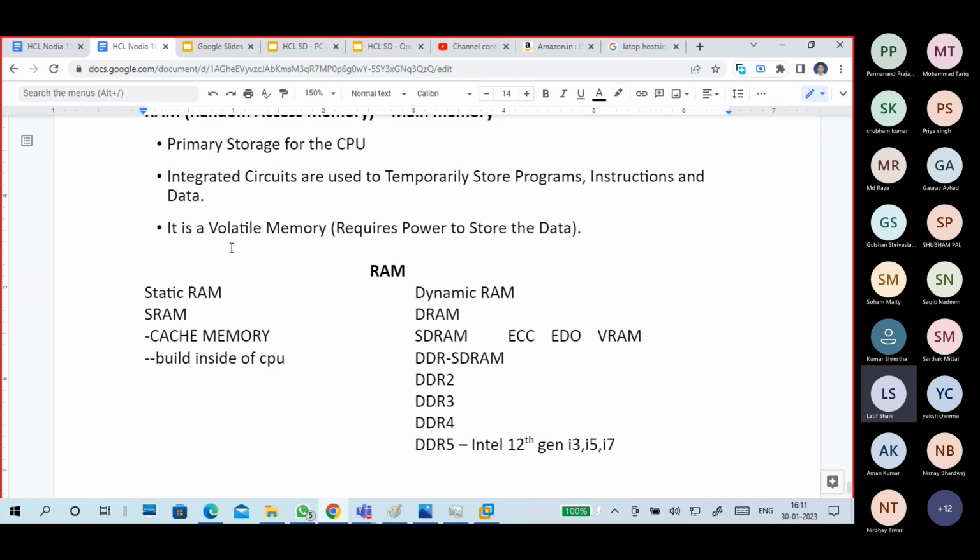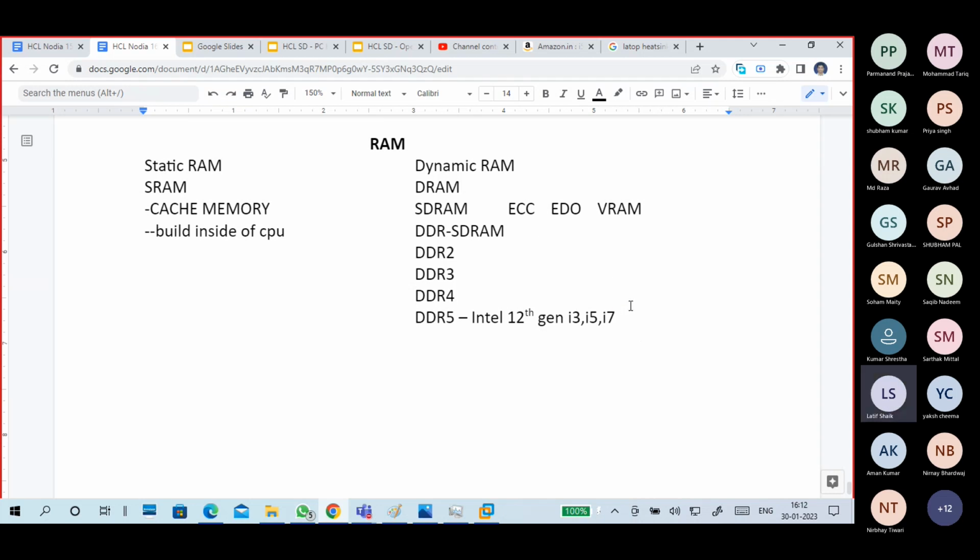Next is dynamic RAM, also called DRAM. Several DRAM types are available. SDRAM is synchronous dynamic RAM. This further developed into DDR, double data rate synchronous dynamic RAM. DDR2, DDR3, DDR4, and DDR5 are the different versions of DDR. DDR5 has also been released into the market, which supports 12th generation i3, i5, i7 processors.